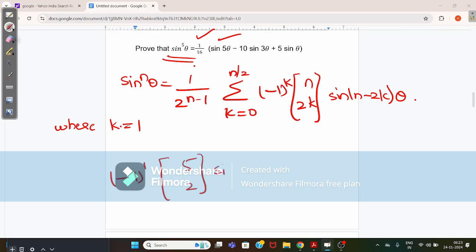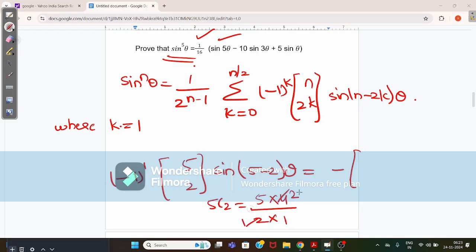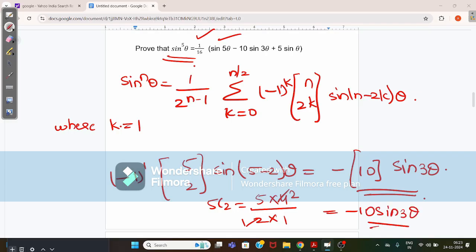5 choose 2 and sine of 5 minus 2 theta gives the value here minus 5c2, which is equal to 5 into 4 by 2 into 1, 2 ones 2 twos, so 10 into sine 3 theta. Okay, so this gives the value minus 10 sine 3 theta. We got the second value here.